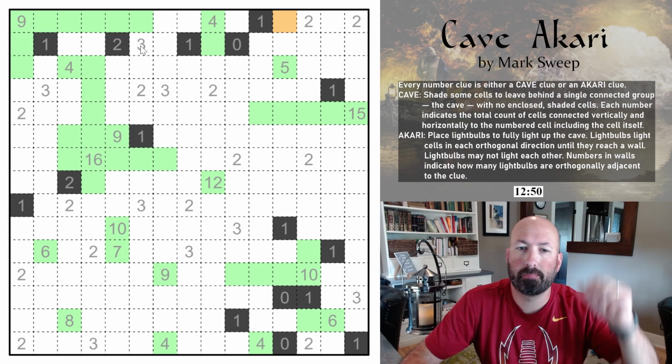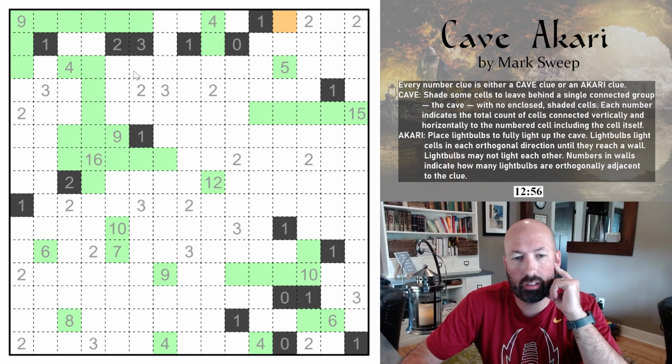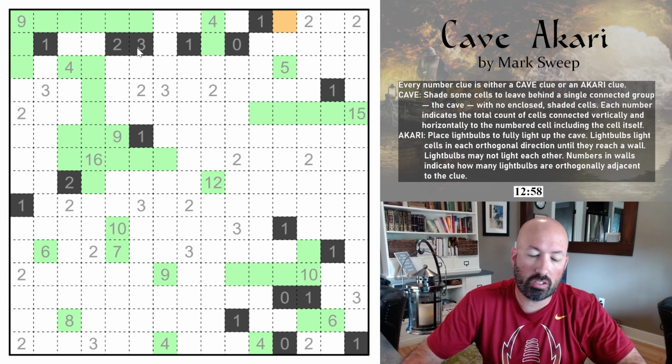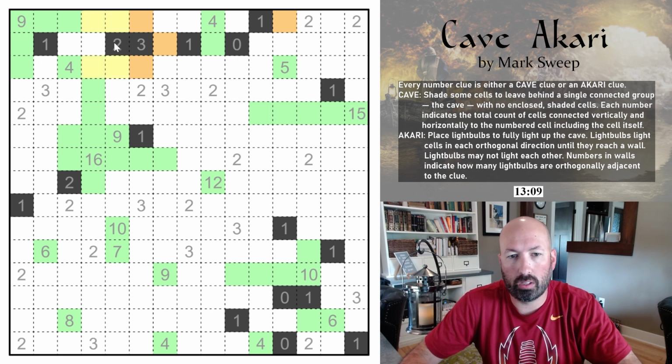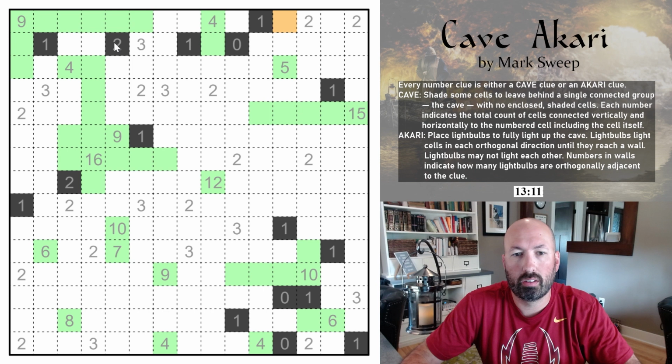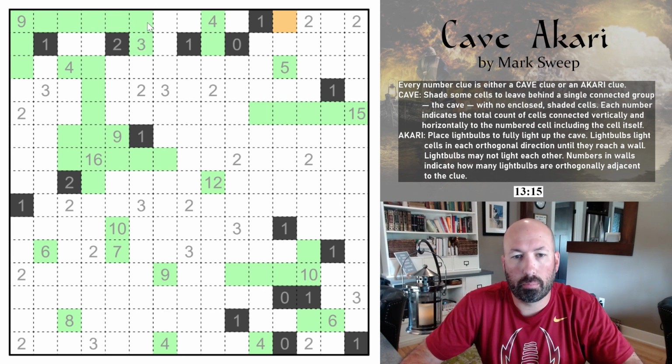I'm wondering if this can be wall. If this is wall, you've got lights. Yeah, okay, right. Because if this is wall, then we're going to have to put lights on all 3 sides here because we need 3 lights. And then they're going to light up in this direction. And now where are we going to put 2 lights on the 2? We can't. So that one has to be part of the cave.